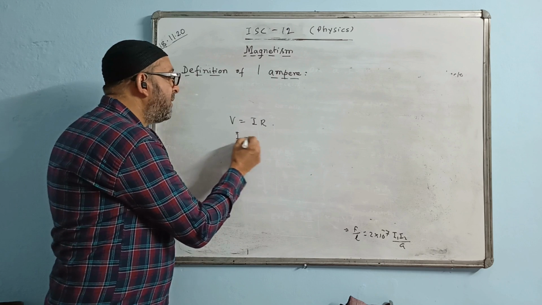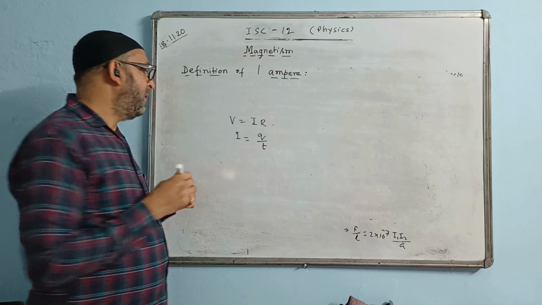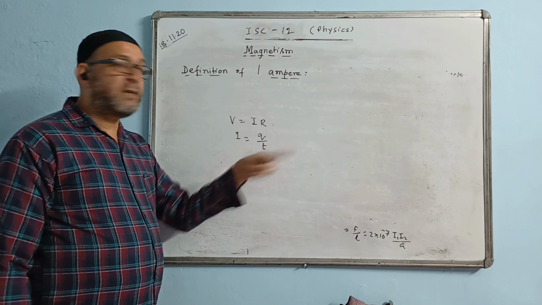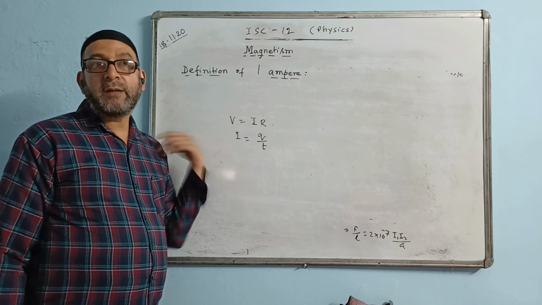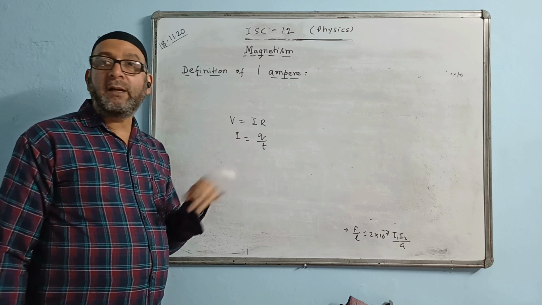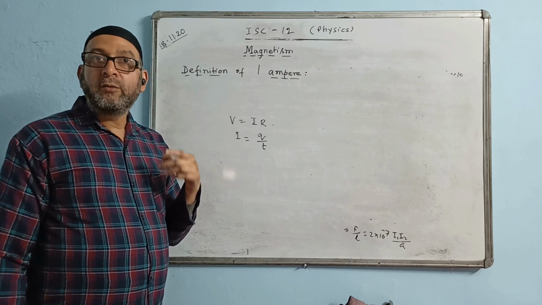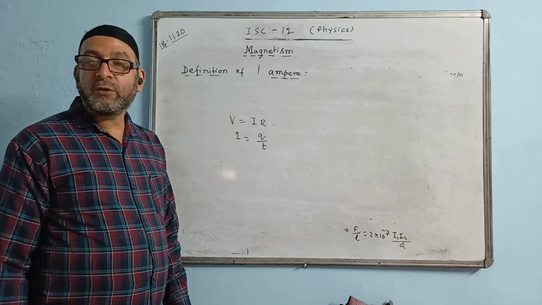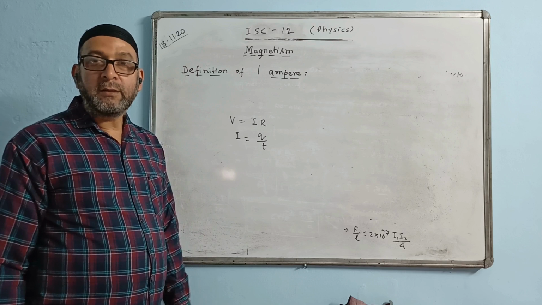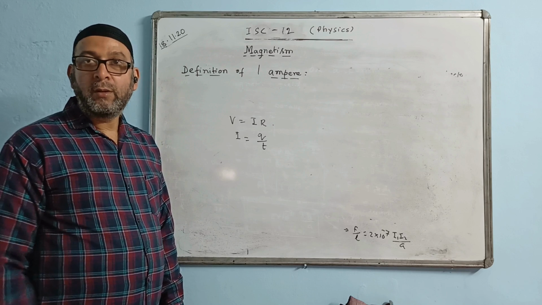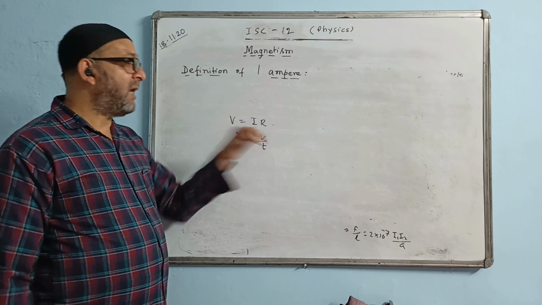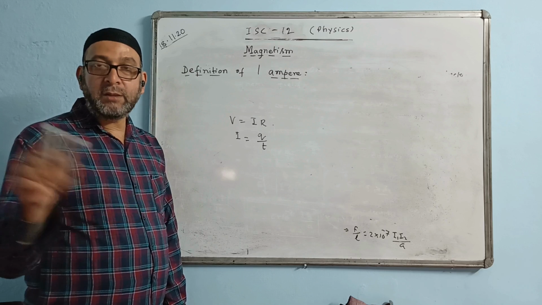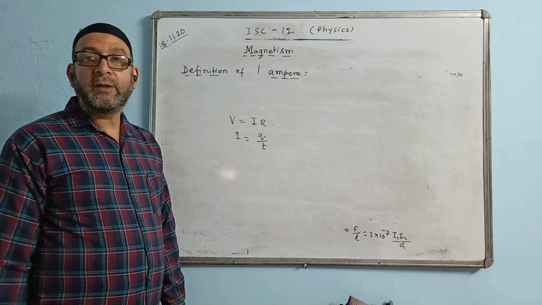With the formula I is equal to Q by T, the value of I will become 1 when Q is 1 coulomb and time is 1 second. Some define it like this also: 1 ampere is the current flowing through a conductor when 1 coulomb charge flows through it in 1 second. This definition is also wrong. The 1 ampere definition as per your ISC syllabus is based on this equation, and the exact definition I have given, that only you have to write.